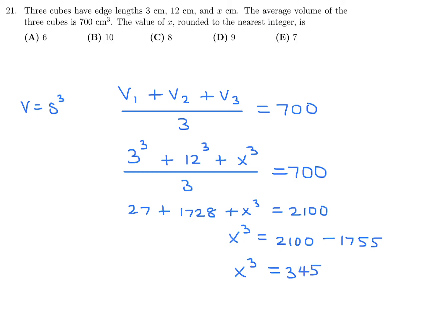And then take the cube root of both sides, and when you do, you get 7.01 approximately. Therefore, the nearest integer is, of course, 7. And therefore, number 21, the answer is E.